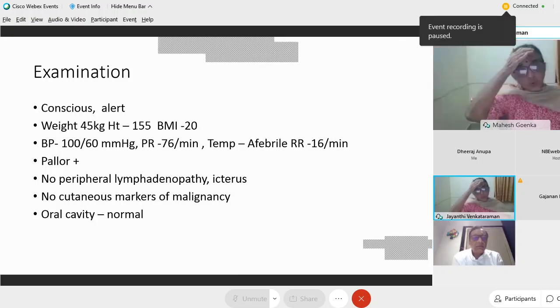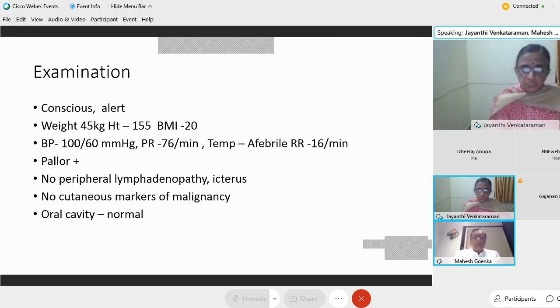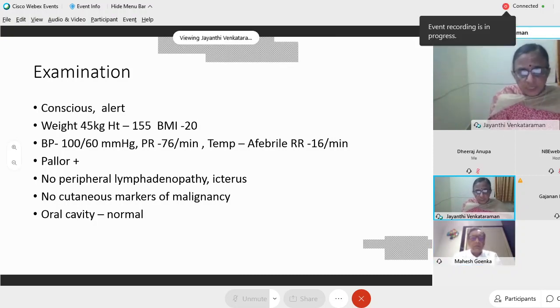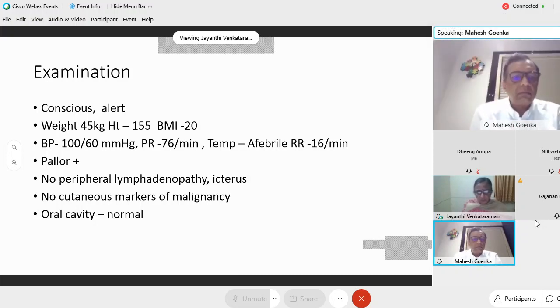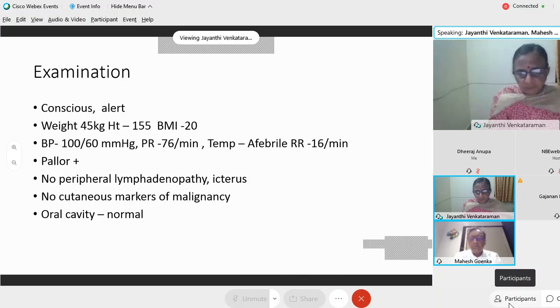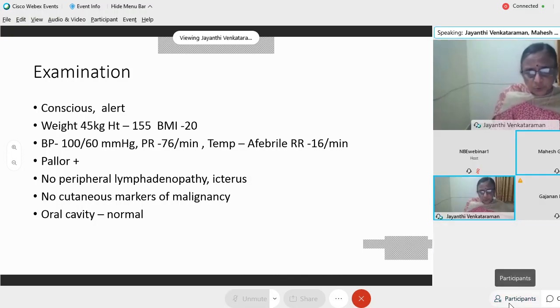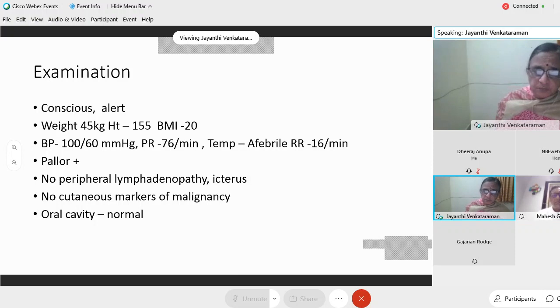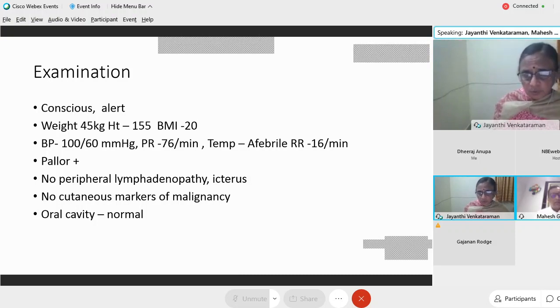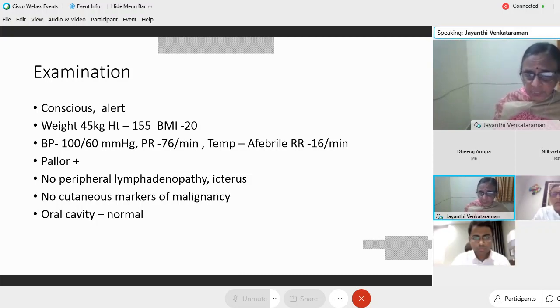Yes. So on examination, this particular patient was conscious and alert. There was a BMI of 20, blood pressure of 100/60, afebrile, pallor was present. There were no peripheral lymph nodes. And this particular PG who took the history mentioned no cutaneous markers of malignancy. I think that was not relevant. Malignancy is not the issue in this patient. It is basically looking for cutaneous markers of inflammatory bowel disease. That's more important. Oral cavity examination is very important for Addison's disease, for anemia, pigmented tongue.